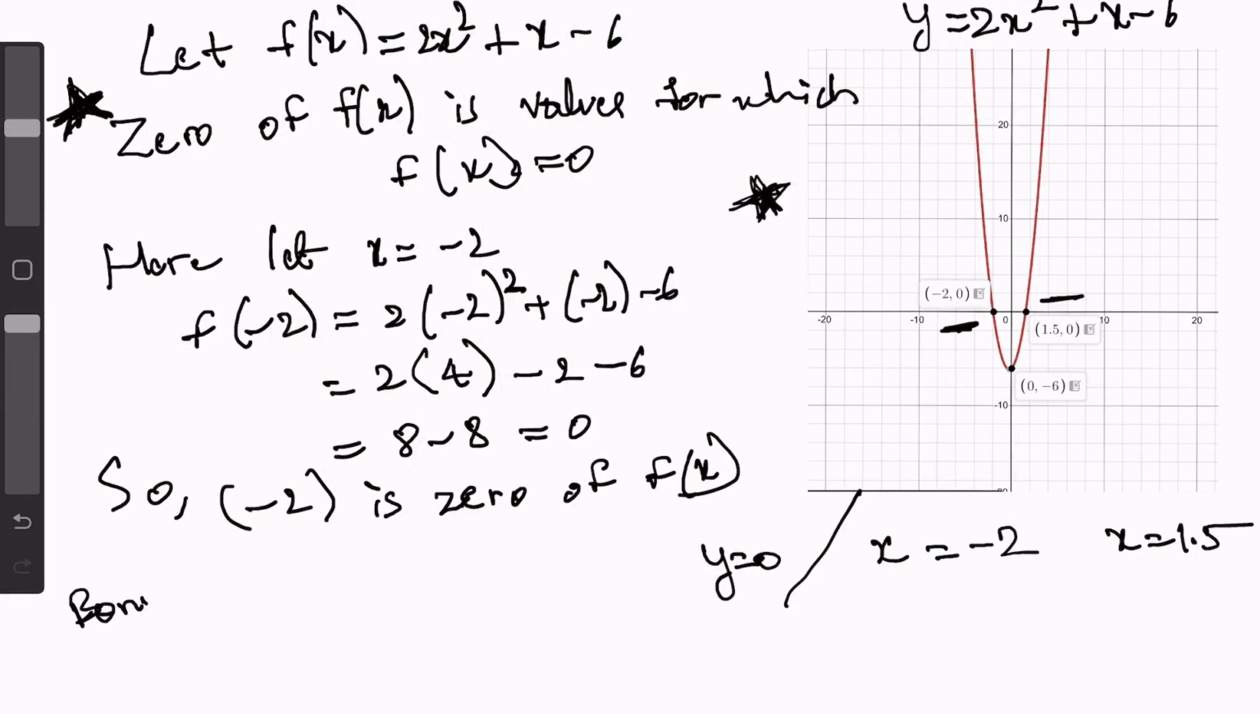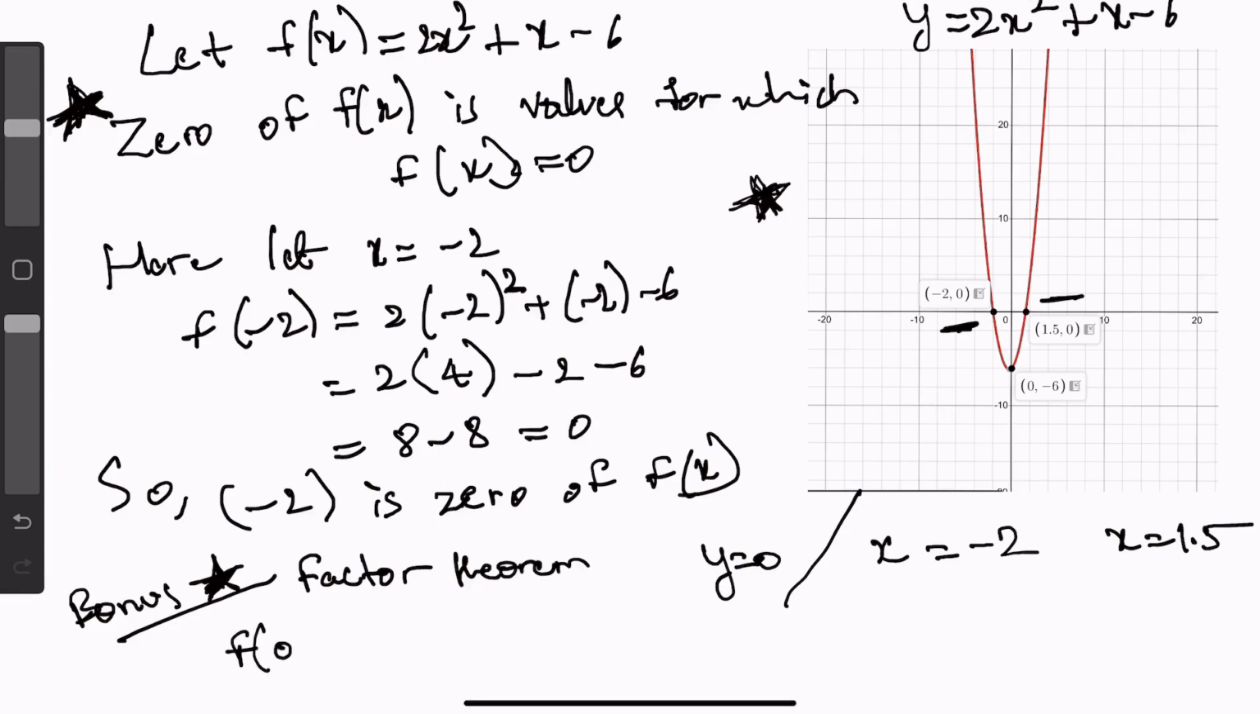And as a bonus tip, we have one more meaning from the factor theorem. If f of a equals 0, then f of x is divisible by x minus a, according to the factor theorem. f of minus 2 is 0, so x minus of minus 2, that is x plus 2, is a divisor of f of x. And let's see the zeros of polynomials.